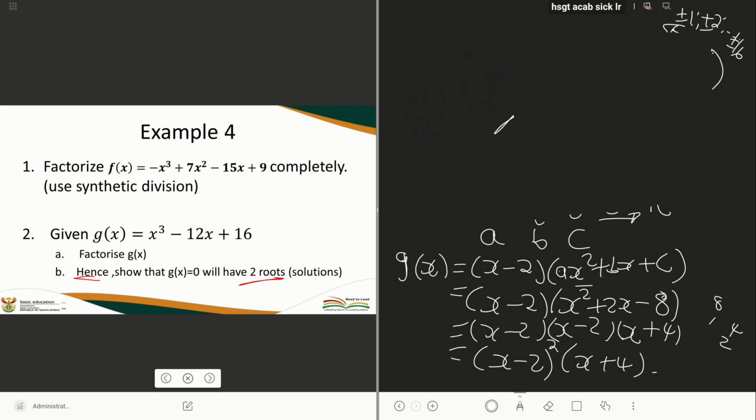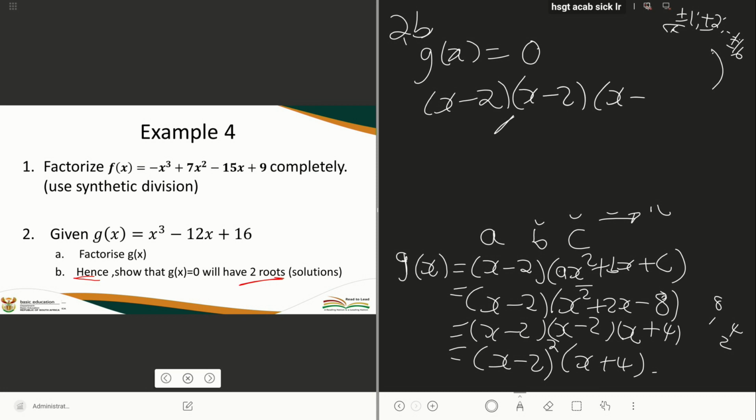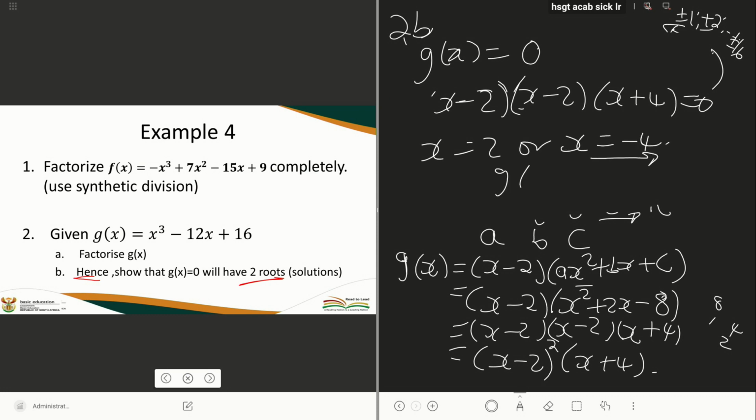So you just say, since my g at x is equal to 0. Remember, this is letter B. Since my g at x is equal to 0, I will have to say x minus 2. I don't have to start afresh to do the calculations because it's already there. x minus 2 and x minus 2 multiplied by x plus 4 is equal to 0. Correct? Therefore, we can have our x is equal to 2 or our x is equal to negative 4. Therefore, it means our g at x has 2 solutions indeed. All right. Okay.